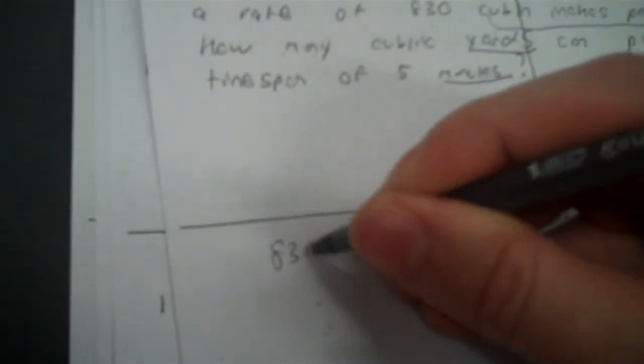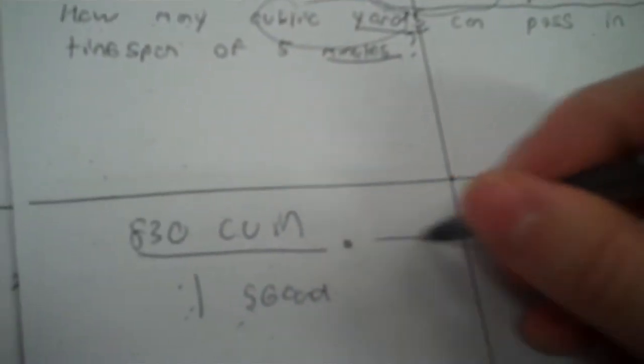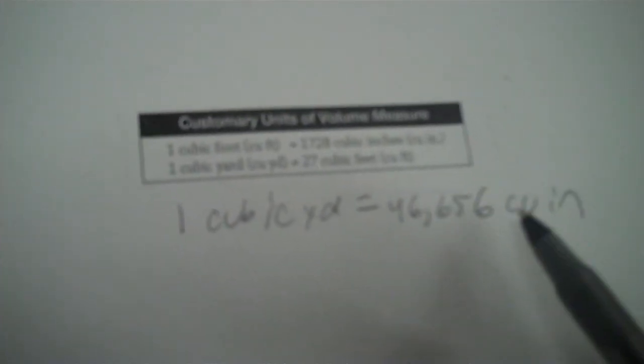Okay, last one. Hot air passes through a duct at a rate of 830 cubic inches per second. Okay, how many cubic yards can pass in a time span of 5 minutes? So you've got yards and minutes. So first we set that up as a ratio, 830 cubic inches over 1 second. Now I see cubic inches and cubic yards. So I'm going to need a unit multiplier to get the cubic inches to cubic yards. So cubic inches, cubic yards. But then I'll need a third unit multiplier to get my seconds into minutes. Don't put the five in though. Deal with the five at the end. So now you need seconds, minutes. So seconds is here. Minutes is here. Okay, so cubic yards, cubic inches. The cubics are right here.